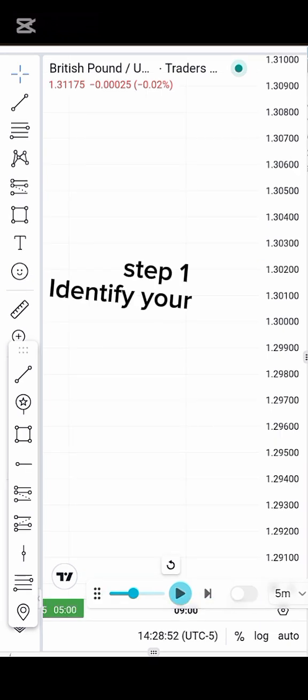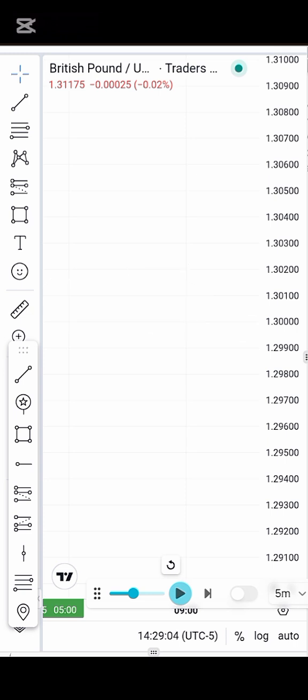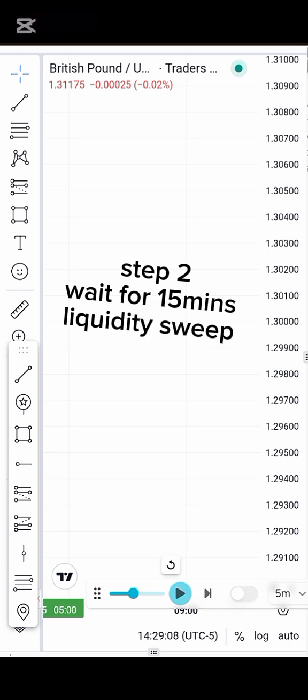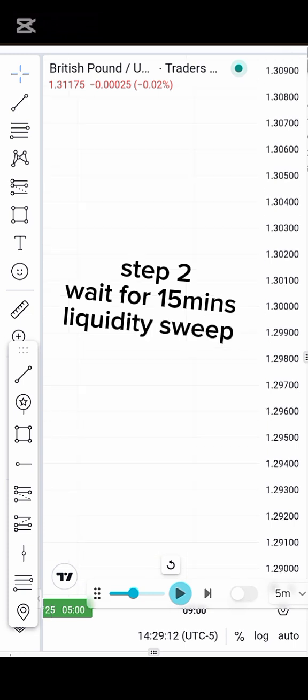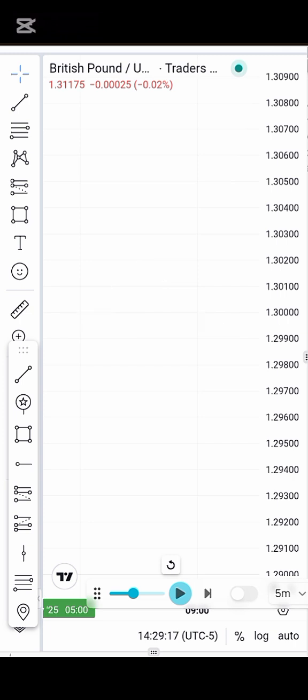The first step is know your trend, which you use the daily time frame for. You can use the 4-hour time frame. You always go for a higher time frame, the daily or the 4-hour, but in this video, we use the daily time frame. The second step is look for the 15 minutes liquidity grab. There must be a liquidity grab prior to your London or New York session.